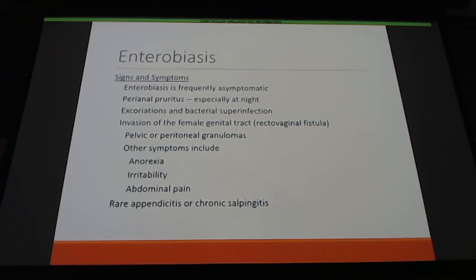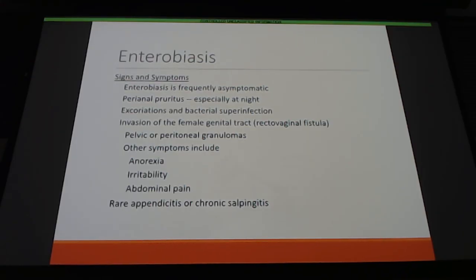Now, I would say highlight rectovaginal fistula, because that is an extremely important thing to look for when we talk about females. Right? So rectovaginal fistulas can be caused by a bunch of different things. It can be caused by trauma. It can be caused by childbirth. And the reason why it's important is because a rectovaginal fistula is a little passageway from the rectum into the vaginal canal. So that means that these little pinworms can go from the rectum into the vaginal canal.